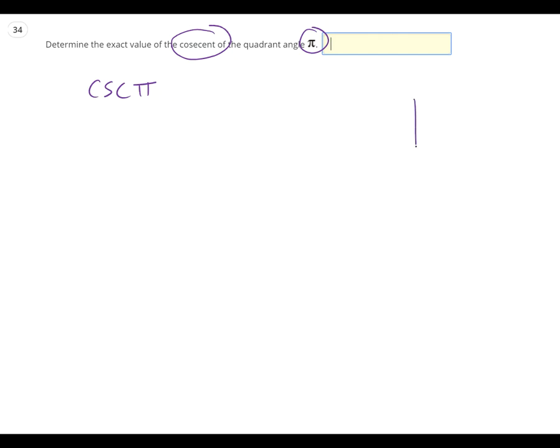So cosecant of pi is right over here, right? Negative 1, 0. What's cosecant of sine? What's sine of pi? 0. So when I flip that, what do I get? 1 and 1. Okay.